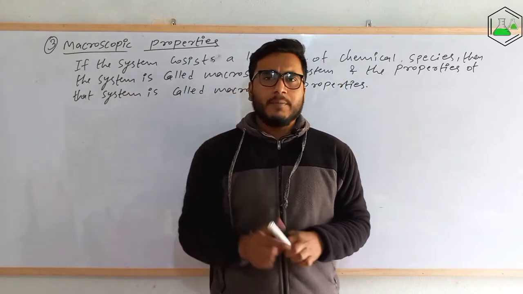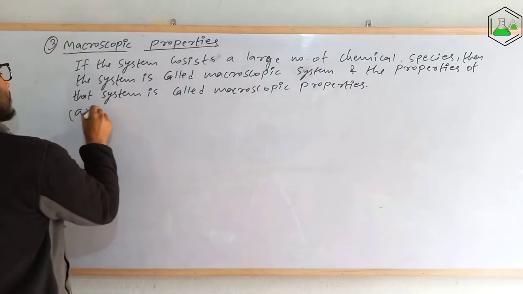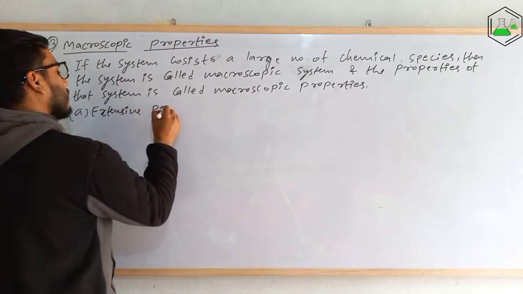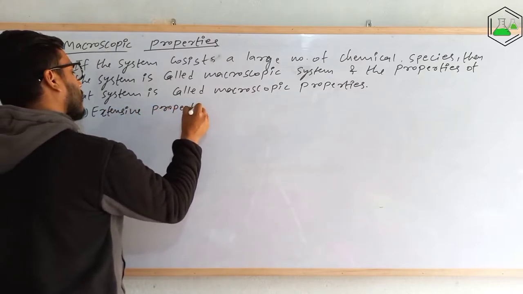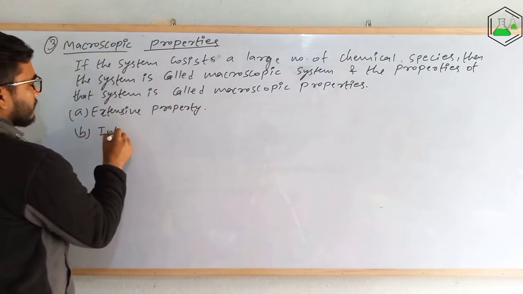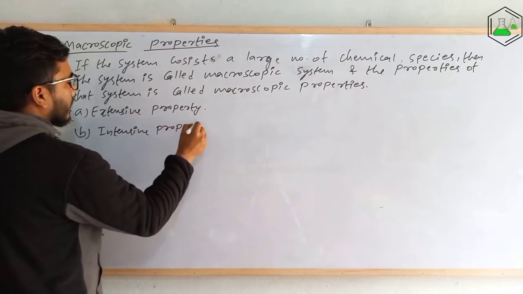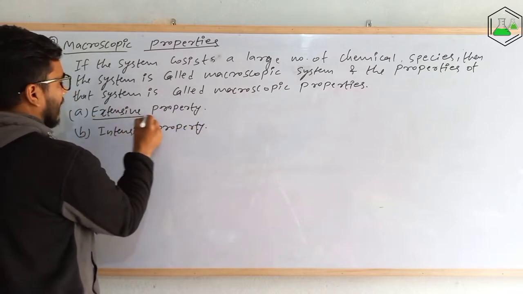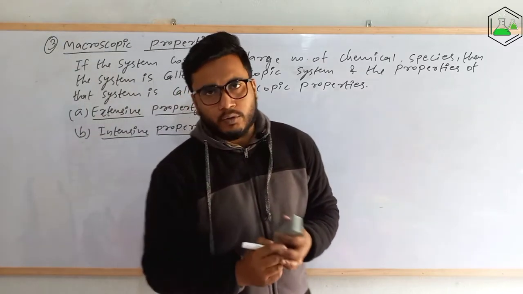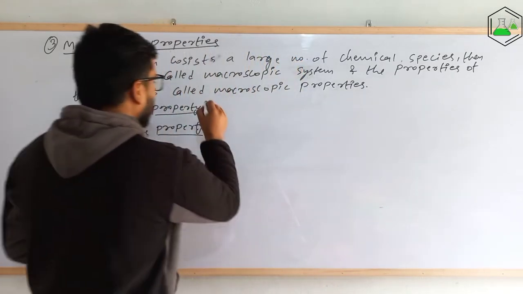Now there are two types of macroscopic properties. They are extensive property, and another one is intensive property. So what is the meaning of extensive property and intensive property? This is very important to know. So first of all, let's understand about the extensive property.